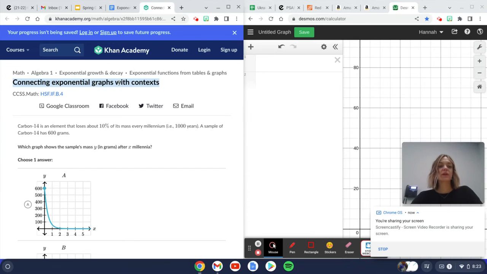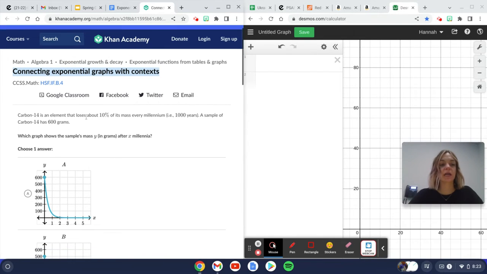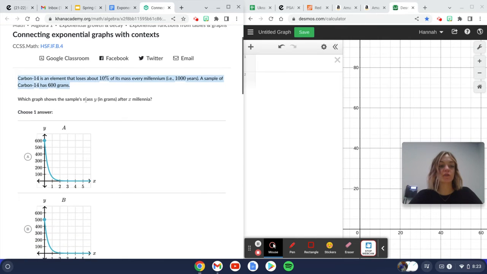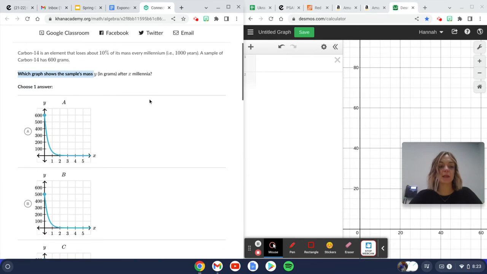This video will help you with connecting exponential graphs with context. So our situation, carbon-14 is an element that loses about 10% of its mass every millennium, which just means every 1,000 years. A sample of carbon-14 has 600 grams. Which graph shows the sample's mass y in grams after x millennia?